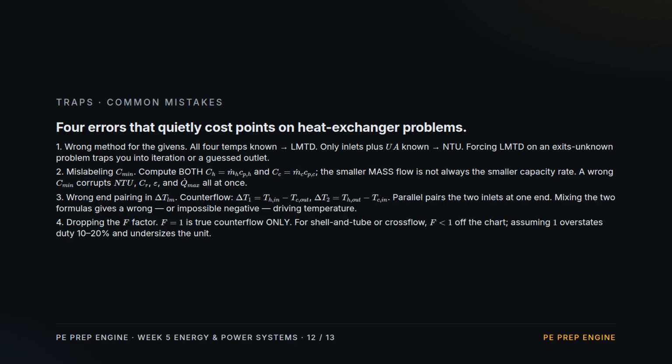2. Mislabeling C min. Compute both capacity rates, because the smaller mass flow isn't always the smaller capacity rate, and a wrong C min corrupts everything downstream. 3. Wrong end pairing in the log mean. Counterflow and parallel pair the temperatures differently, and mixing them gives an impossible negative driving temperature. 4. Dropping the F factor. It's 1 only for true counterflow, and assuming 1 on a shell and tube unit overstates duty 10 to 20%.